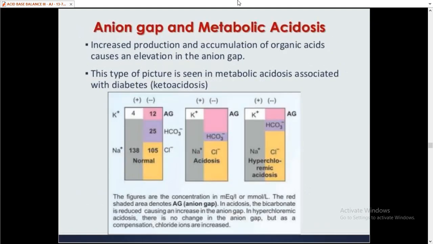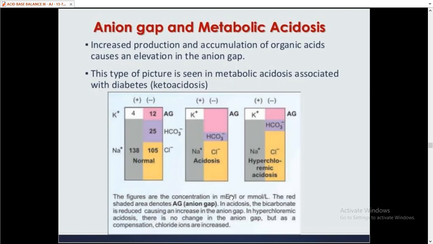This is the anion gap seen in metabolic acidosis. The increased production and accumulation of organic acid causes an elevation in anion gap. This is a typical case of metabolic acidosis associated with diabetic ketoacidosis.